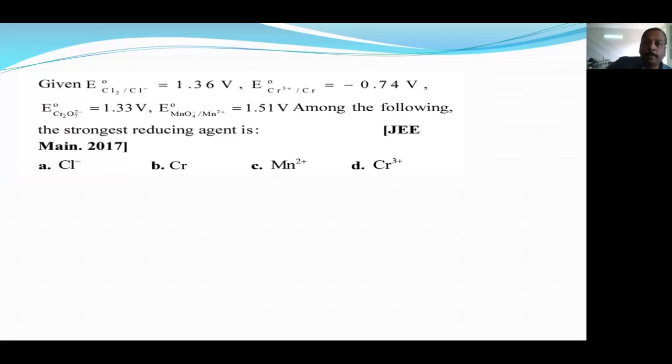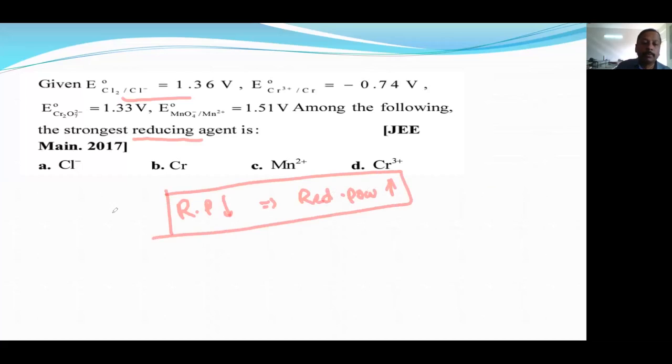Okay, so this question appeared to be already discussed, but it is not discussed. There is a twist in the question. Earlier we have studied the strongest oxidizing agent, and you are given the reduction potential. That logic can be applied, but here the opposite logic. So the lowest reduction potential gives the highest reducing power. This is the trick to solve this type of question. So answer will be chromium. Chromium got the least reduction potential.